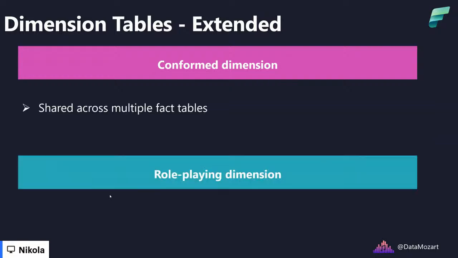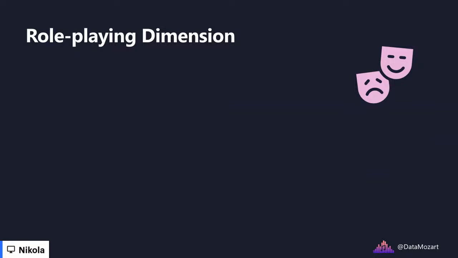And we have another interesting concept, which is called role-playing dimension. This one requires a little more explanation and also a short demo, so I will show you that as well. So role-playing dimension means, simply said, it's the situation when you use one same dimension for creating multiple relationships to your fact table.